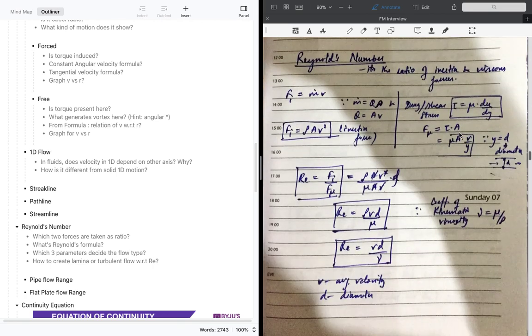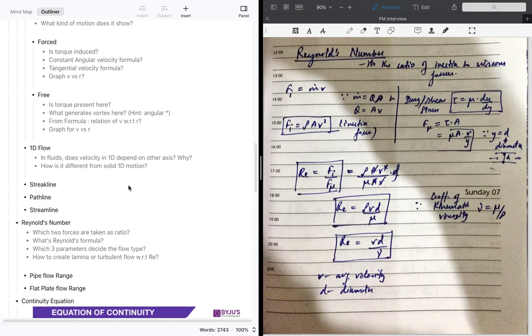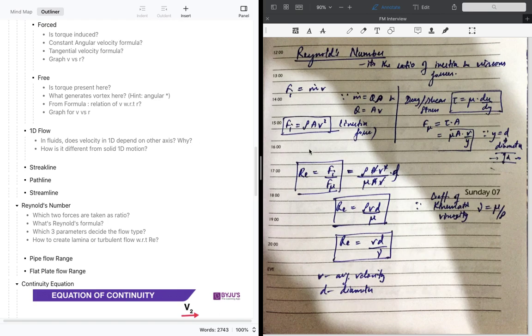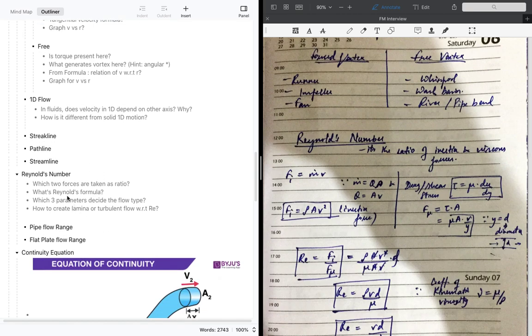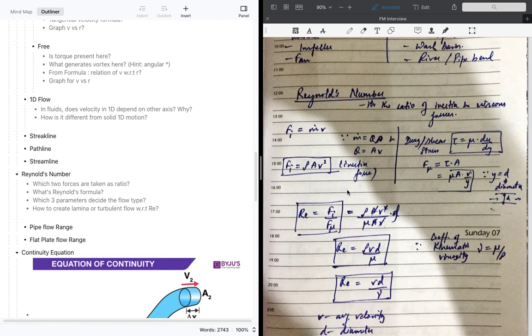Okay. So next one is the Reynolds number. We will come to this. Reynolds number: which two forces are taken as a ratio? What is the Reynolds formula? What three parameters decide the flow type? How to create a laminar or turbulent flow with respect to the Reynolds number? So the Reynolds number is basically the ratio between the inertial force and the viscous force.